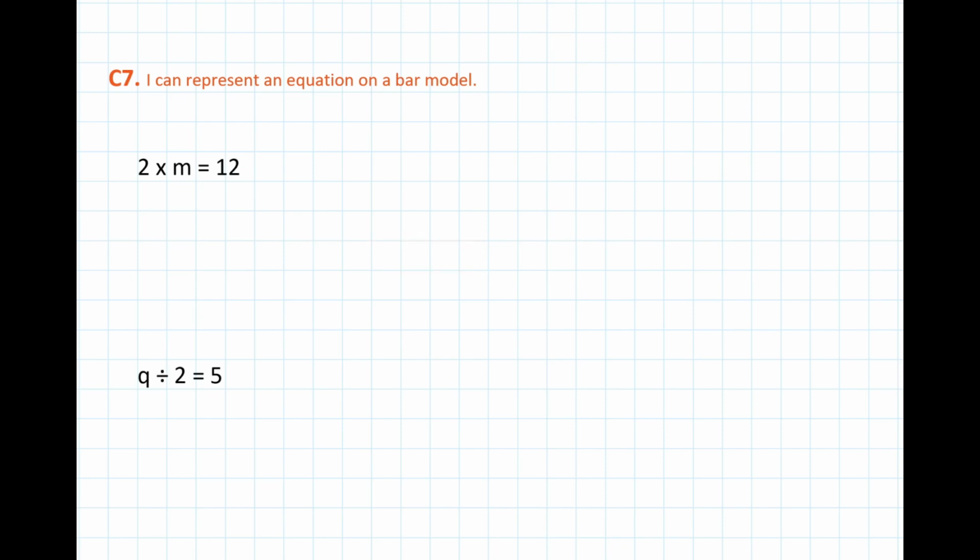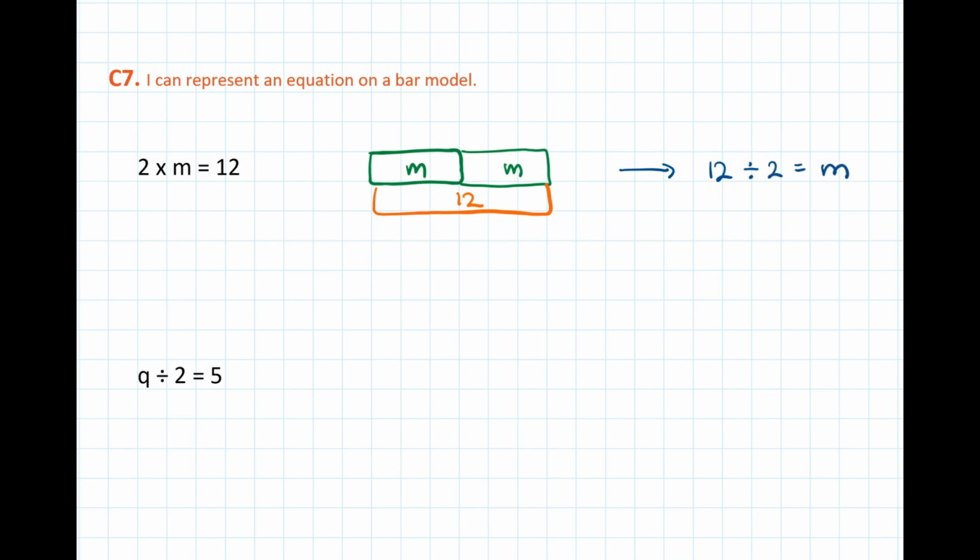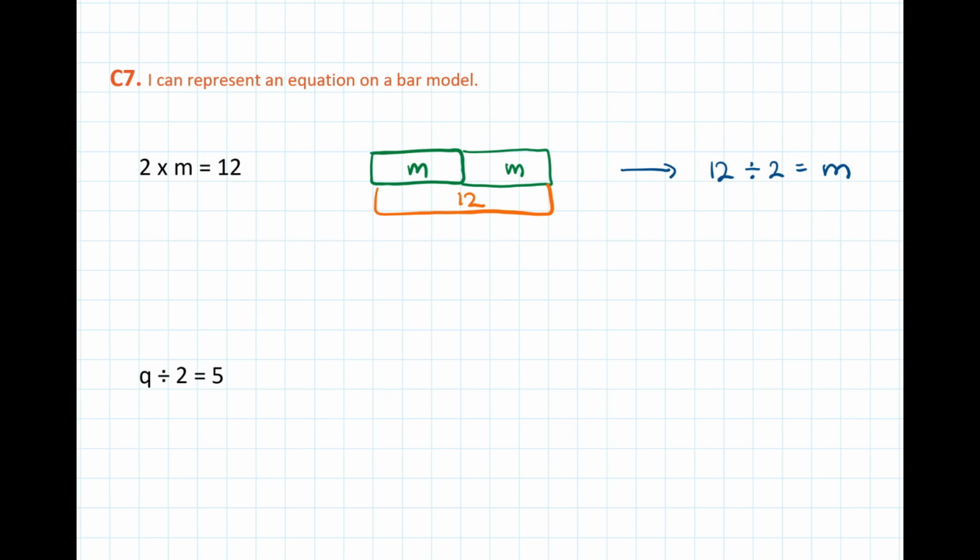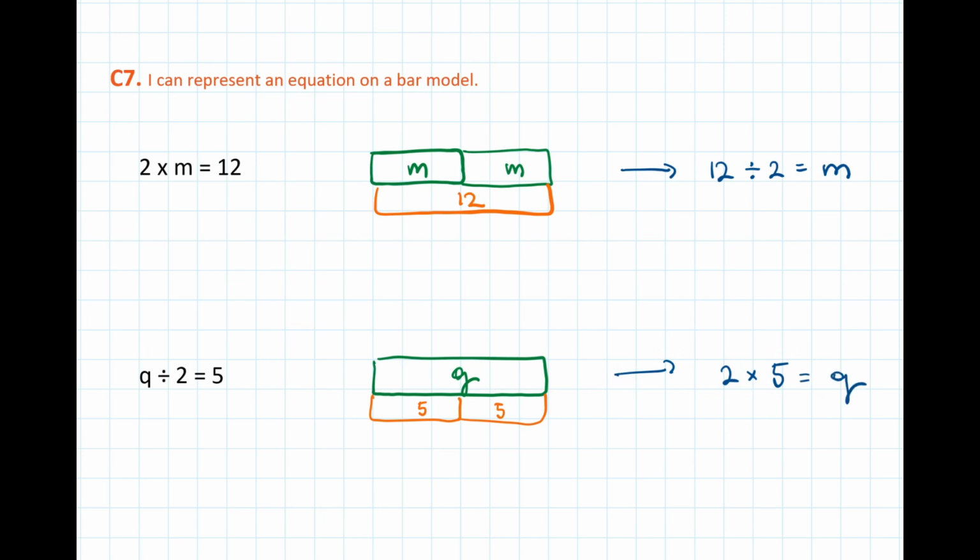So if we look at the top one, we can see that 2 lots of m equals to 12. So the other number sentence we can write from this is that 12 divided into 2 parts will be m, because each part is m. The number sentence from the second one, we can see that q divided into 2 equal parts, each of them will be 5. So another number sentence you can write is that 2 lots of 5 will equal to q.